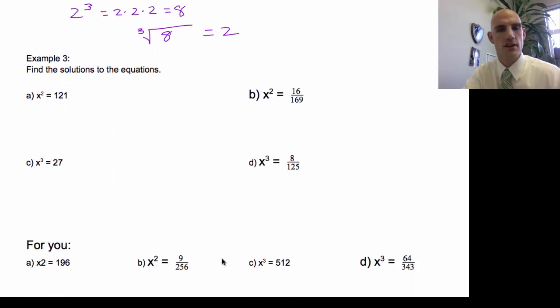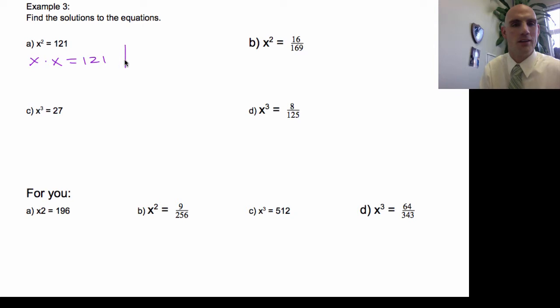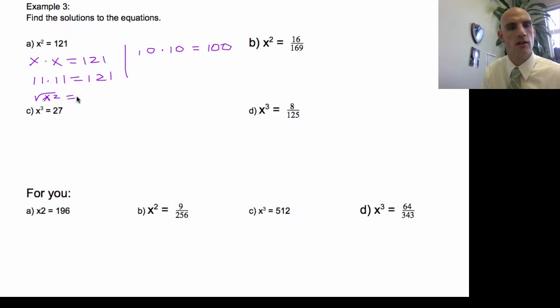So let's look at these equations. We've got 4 equations here that we're going to try to solve. x squared equals 121. So I know that means x times x equals 121. Knowing our math facts, we're going to say what number multiplies times itself to get 121. Well, I know it's more than 10 because 10 times 10 equals 100. So I'm going to try 11. And sure enough, 11 times 11 equals 121. So the square root of x squared equals the square root of 121, so x equals 11.